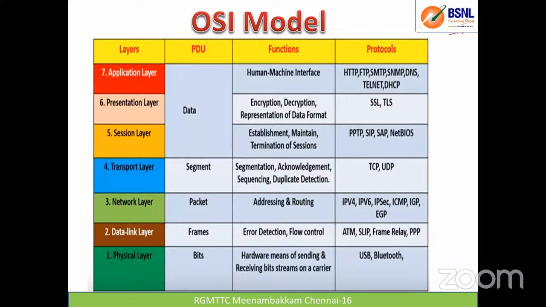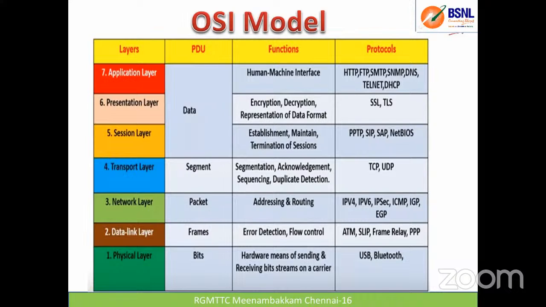If you are using a protocol within an autonomous system, we say it is an IGP, Interior Gateway Protocol. If you are using a protocol between different autonomous systems, we say it is an EGP, Exterior Gateway Protocol. Next, the transport layer.